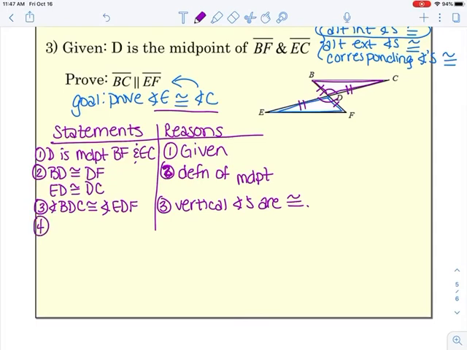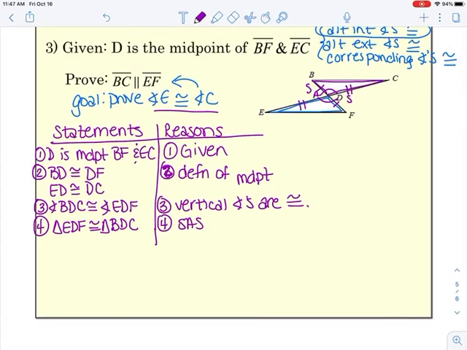Okay, and now again, I can say that those two triangles are congruent. I have a side, an angle, and another side. So that's going to be because of side, angle, side. So triangle EDF is congruent to triangle BDC. And that's because of side, angle, side. Okay, again, that's not what I wanted to prove.